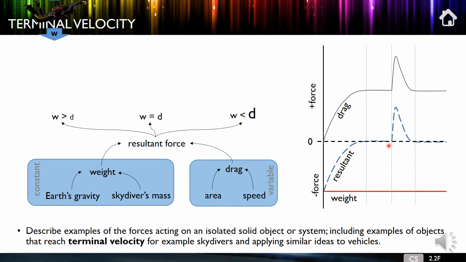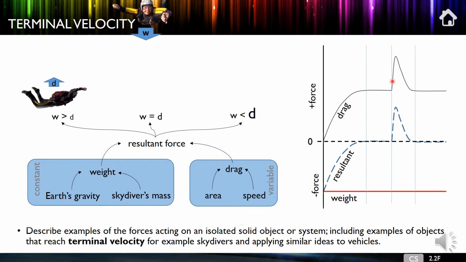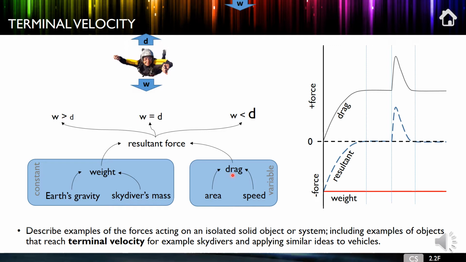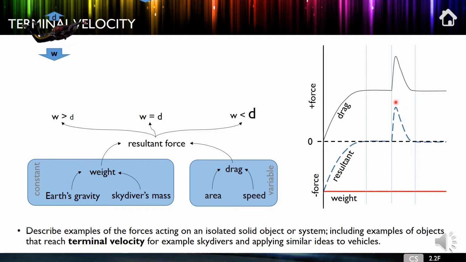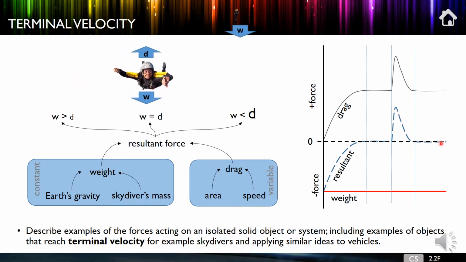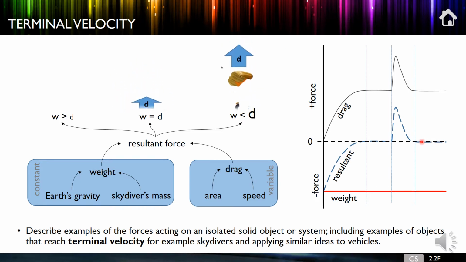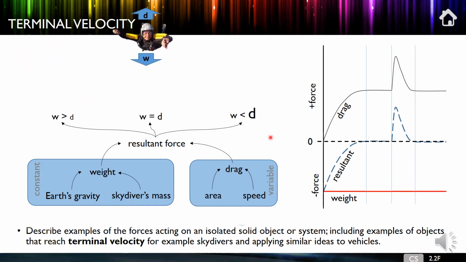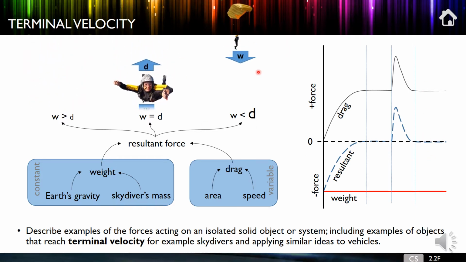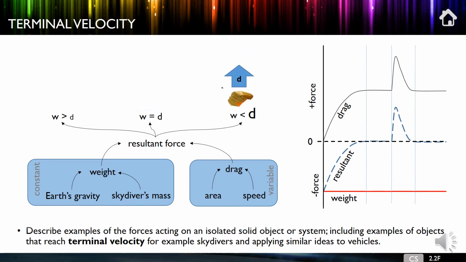The parachute is deployed here, and we get a very sudden increase in area and therefore drag, and that makes the resultant force strong or significant, and that slows the person down till they get to a new constant speed. It's still the drag exactly opposite to the weight, but now it's at a much slower speed. So here it's going about 60 meters per second, here it's going about 5 meters per second, so it's safe to land.